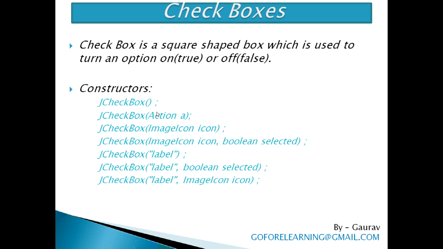If we want to create an initially unselected checkbox with the specified text and icon, we need to pass JCheckBox(label, image icon). If we want to create a checkbox with text and icon and specify whether or not it is initially selected, then we need to write JCheckBox and pass the parameters label, icon and selected.